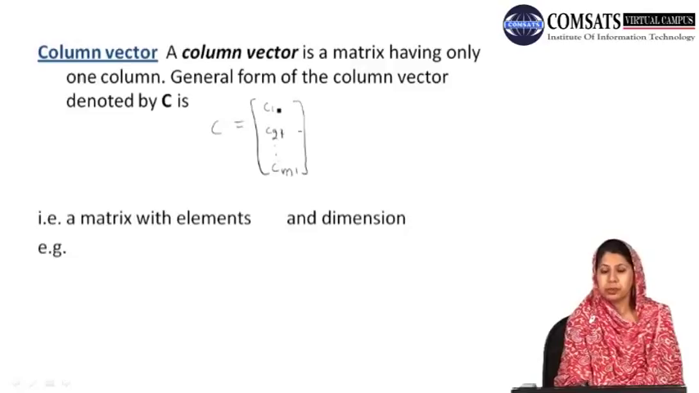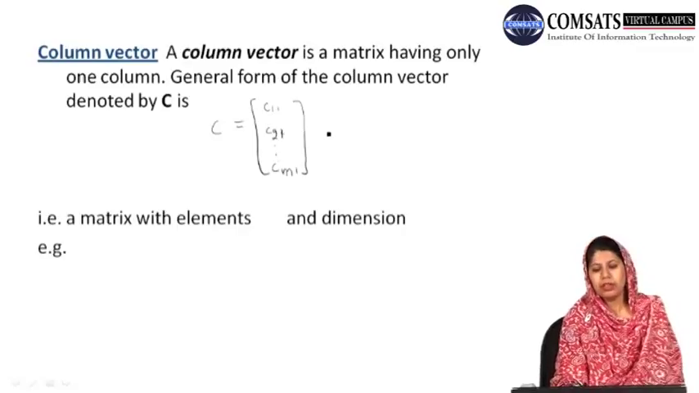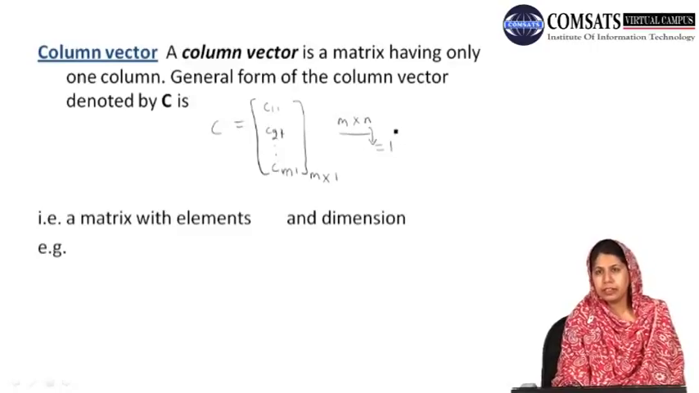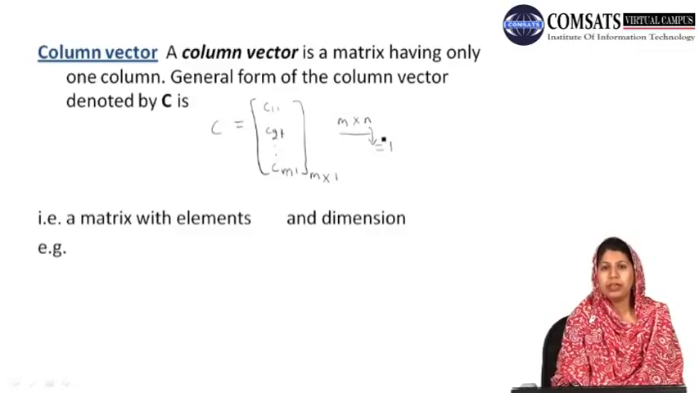Here I have used the square brackets to represent this column vector. Now, what is the order of this matrix? Generally m by n. It has 1, 2, and so on m rows and only one column. So whenever the value of n is equal to 1, the resultant matrix will automatically be a column matrix, no matter what the value of m is.